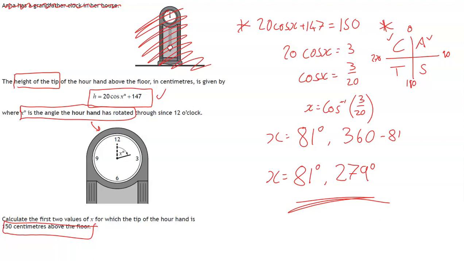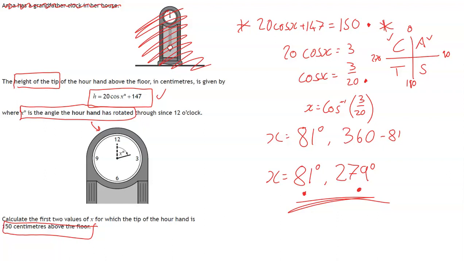Now this question here was 4 marks. The first mark you got for setting up your equation. The second mark was for getting to cos x equals 3 over 20. Your third mark was for one of the solutions. Your fourth mark was for the other solution.